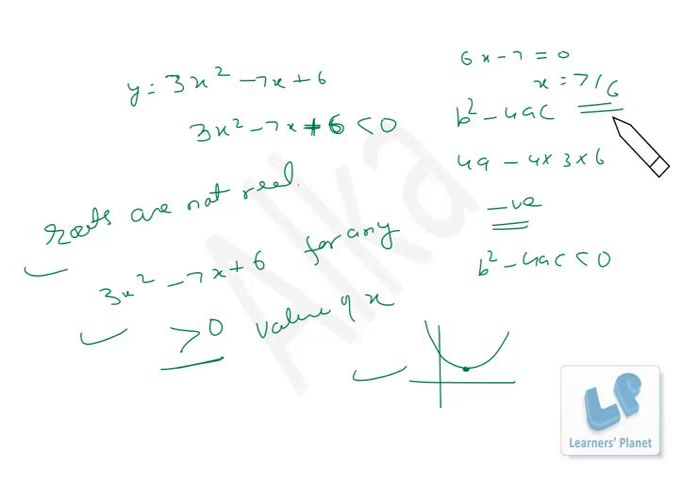The x coordinate of this point is 7 by 6, and if you put x as 7 by 6 over here, you will get the y coordinate. So you will get the minimum value. This expression is always positive, this curve will never intersect the x-axis, and the roots of this equation are not real. So these are the takeaways of this question.